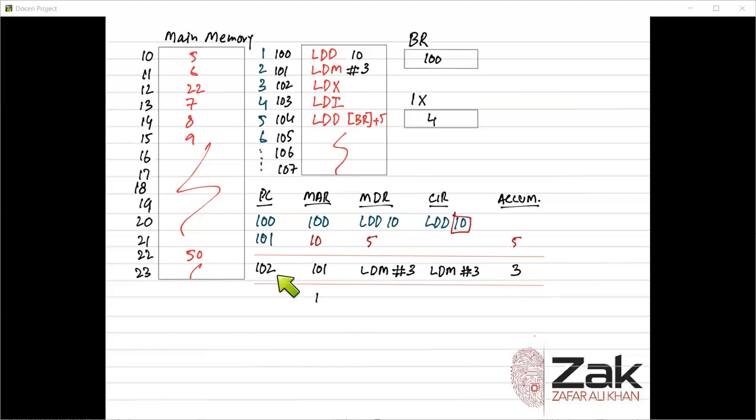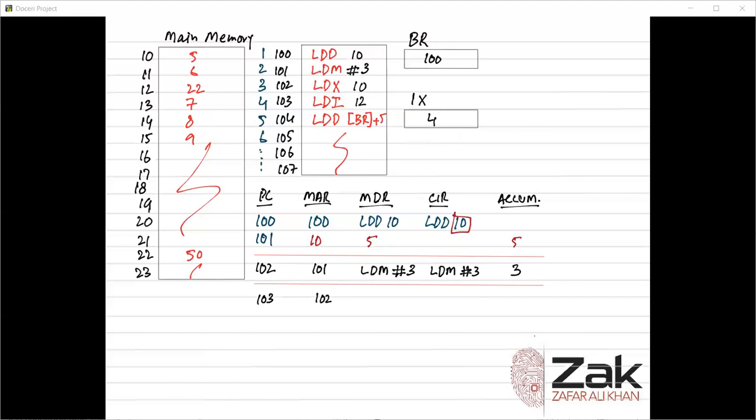Now this 102 will arrive in MAR and PC will increase itself by 1. Let's say it says LDX 10, which means that now it needs to use the index register. This is the base address 10 and it will be added to the content of the index register, which is the offset. So 10 plus 4 will become 14, and from address 14 this 8 will arrive in the accumulator.